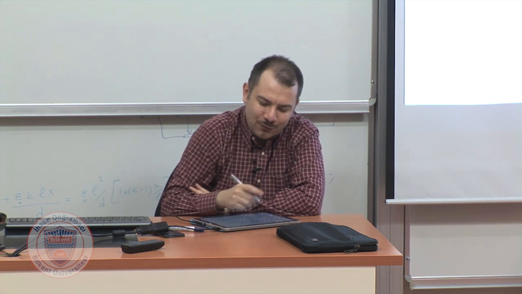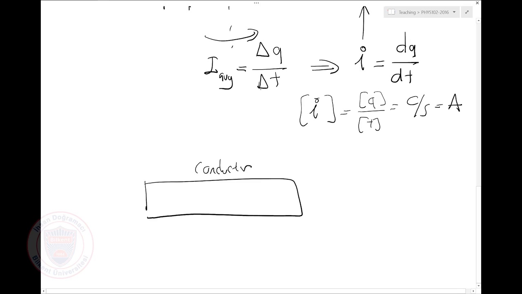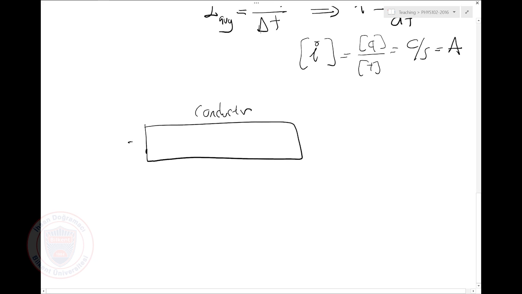Good. Now, how do I create a current? What do I do? The obvious answer is that if you take a piece of metal, piece of conductor, and if you actually create a potential difference, delta V, across the conductor, charges will go from higher potential to the lower potential, right? So there will be current running through that. But how do I actually create this potential difference?